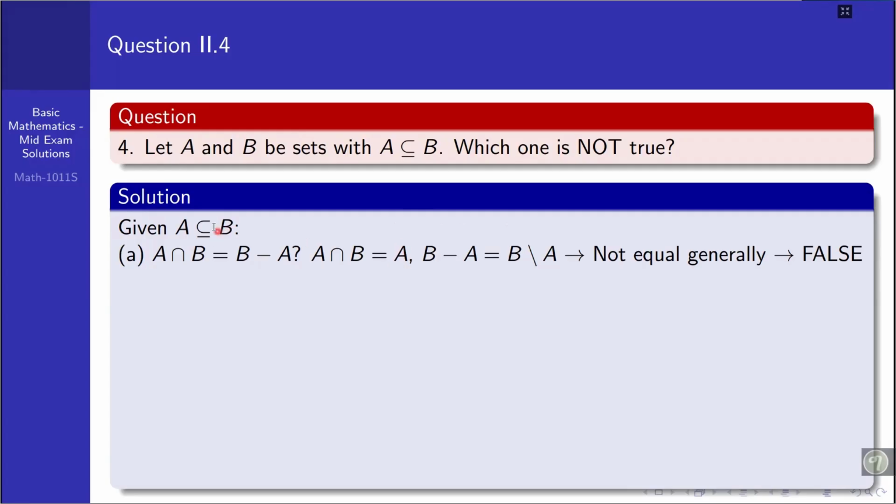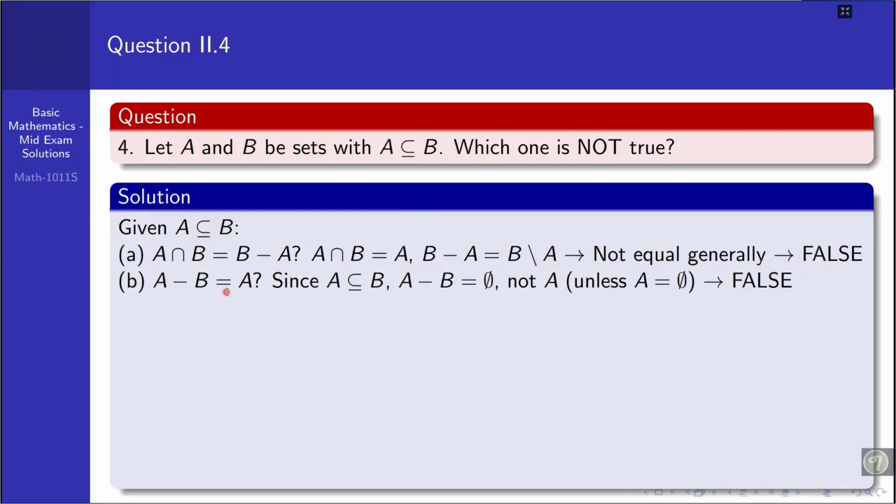Since A is a subset of B, every element of A is also an element of B. Therefore, B minus A is simply B without A, which is not equal to A itself. Therefore, this alternative, A intersection B is equal to B minus A, is a false alternative, or simply false.